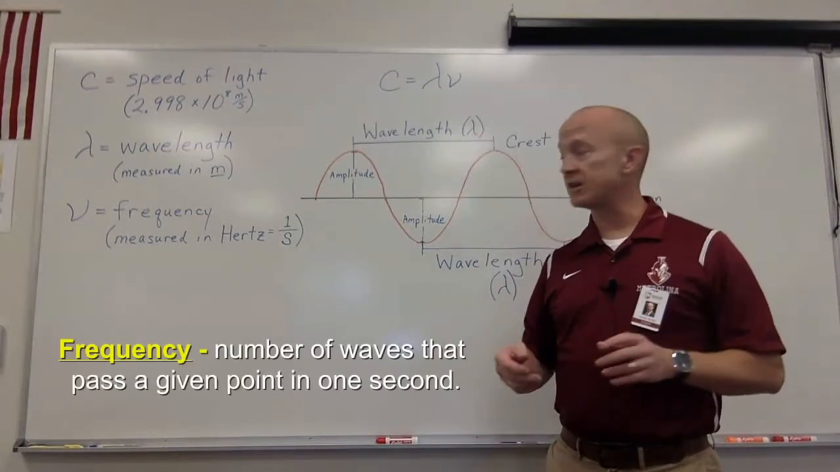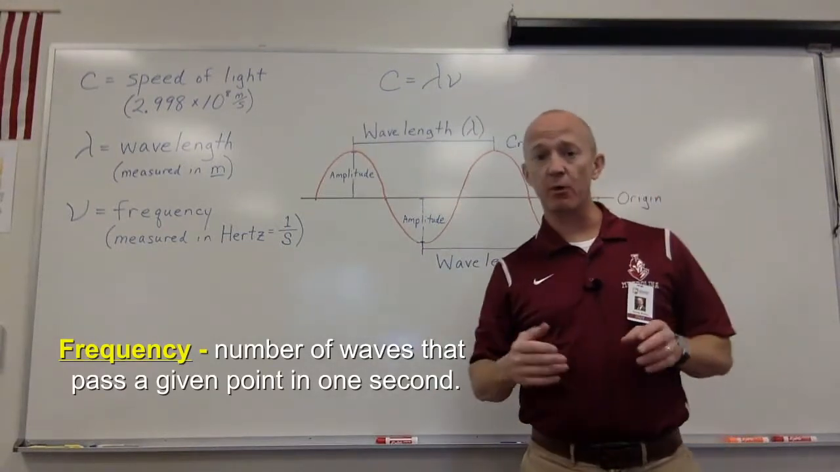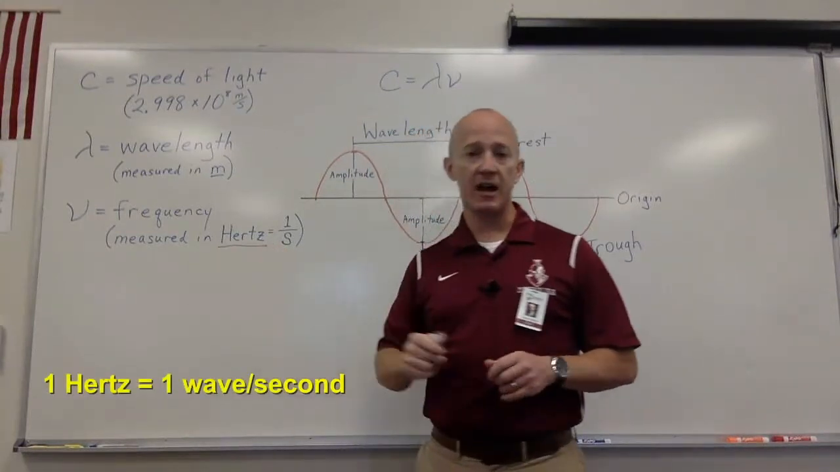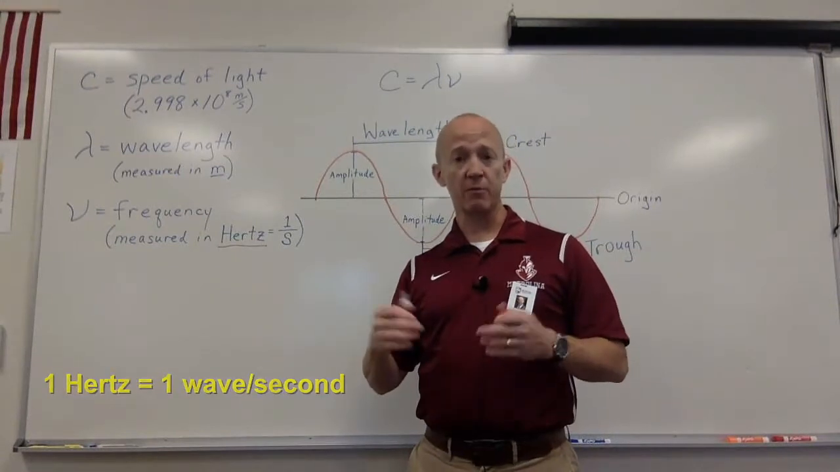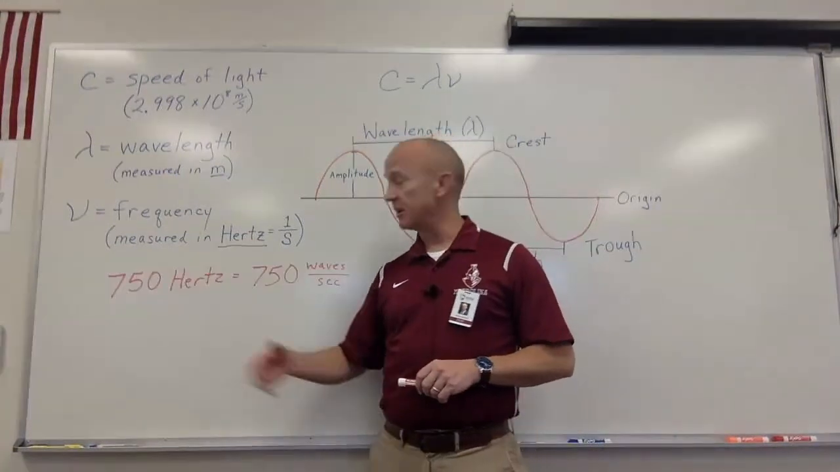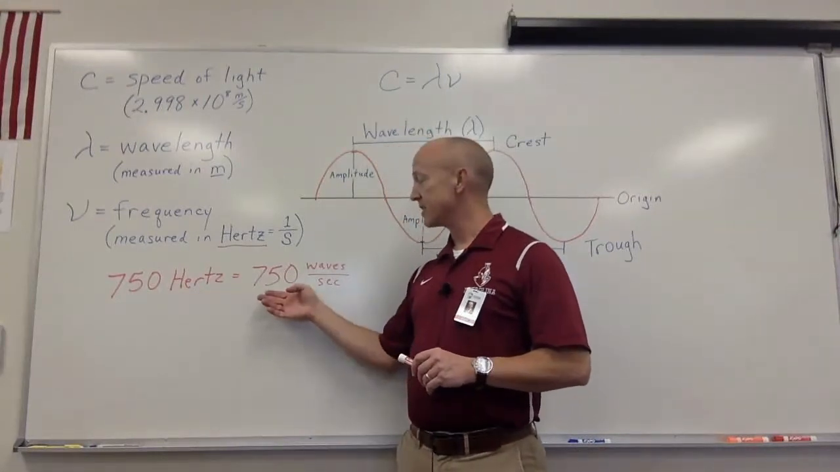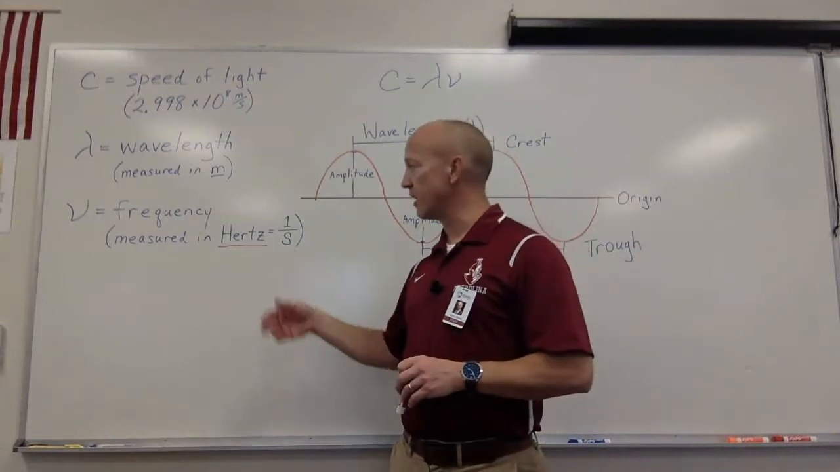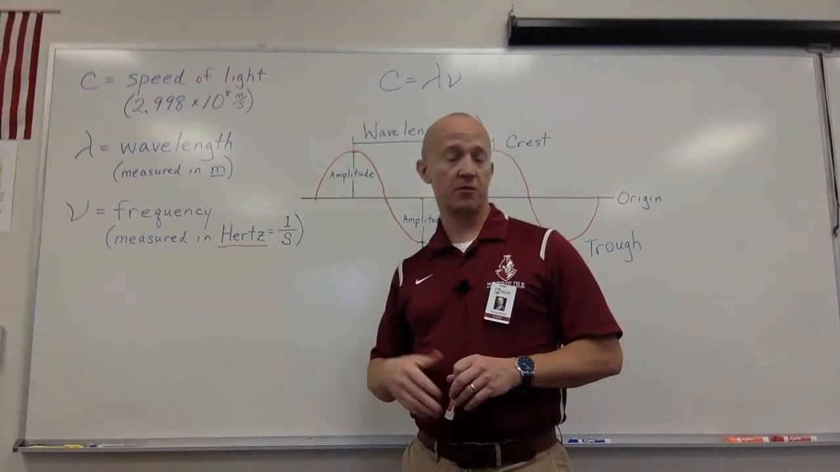The frequency is defined as the number of waves that pass a given point in 1 second. 1 hertz is the SI unit of frequency, basically described as a wave per second. If we had a frequency of 750 hertz, it simply means that we have 750 waves per second. So when we're using frequency in our calculations, we use 1/s as our units for frequency.